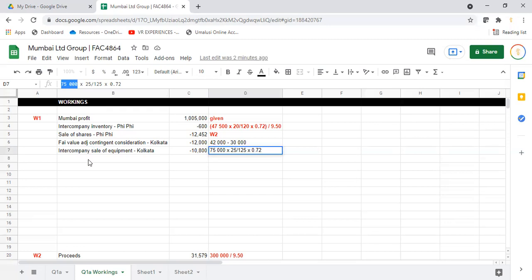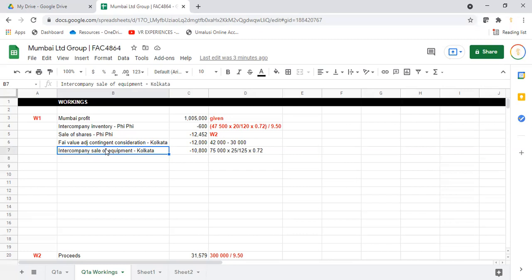Now, this is something important to understand. Although the depreciation is sitting in the books of Kolkata, the transaction originated from Mumbai. Mumbai made the profit. Because the transaction originated from Mumbai, and because the profit is sitting in Mumbai, we make the depreciation adjustment also against the profits of Mumbai and not the profits of Kolkata. So that's very important to take note.